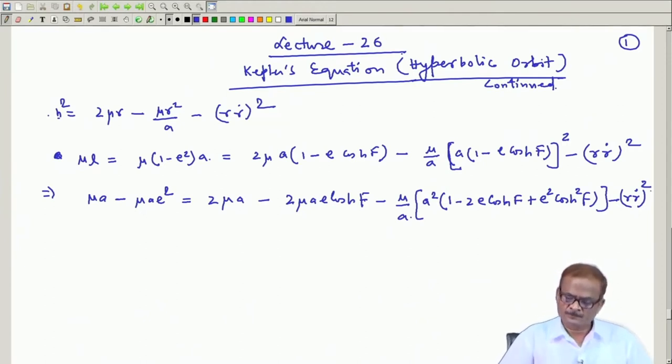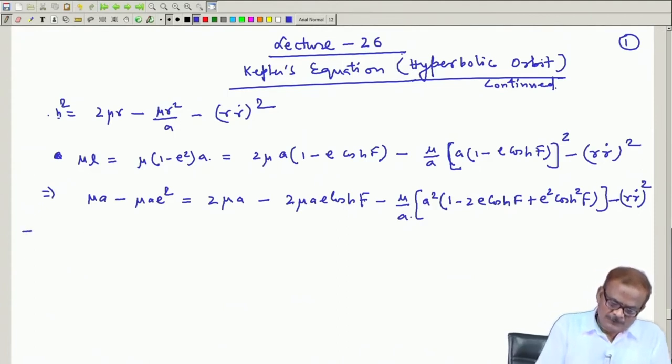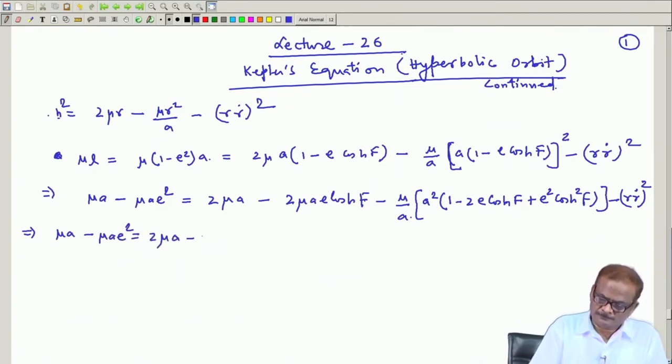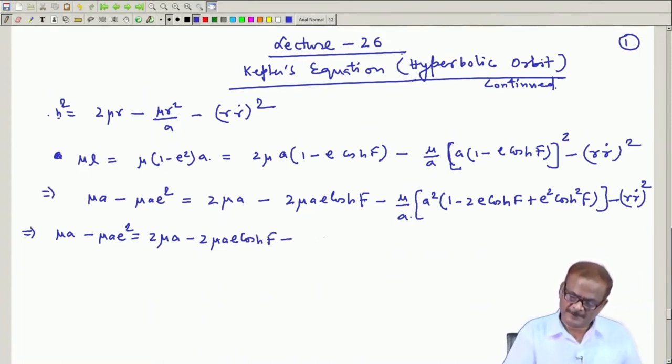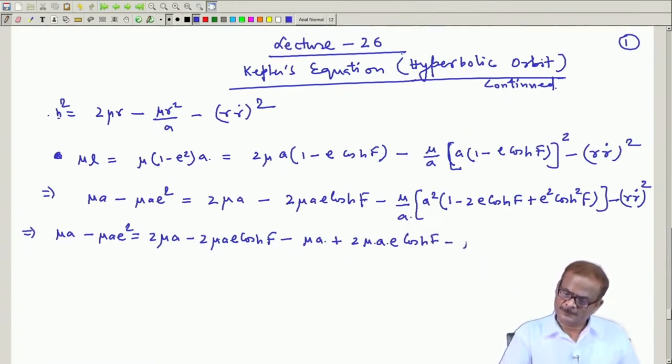We write it this way. One more step we need here. Break the bracket here, minus mu a plus 2 mu a e times cos hyperbolic f minus mu a e square cos hyperbolic square f minus r r dot square.